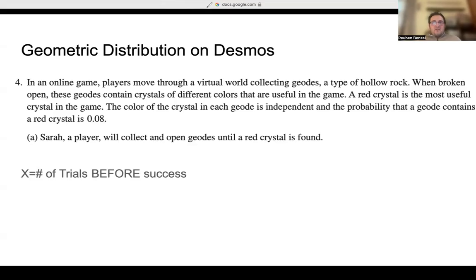First of all, I think it's important when we look at a probability problem that we think about what type of distribution it is, and kind of the giveaway that it's a geometric distribution. This is the famous geode problem from the AP exam 2 years ago, where players move through a virtual world collecting geodes, and they break open these geodes, and the goal is to open a geode that contains a red crystal, and there's that same set probability going on.